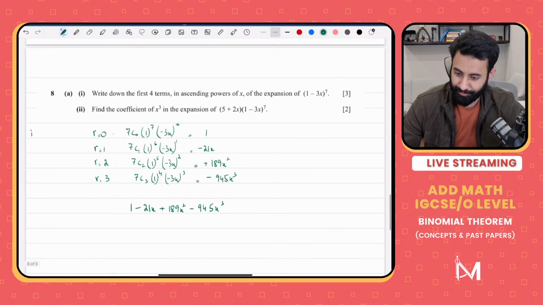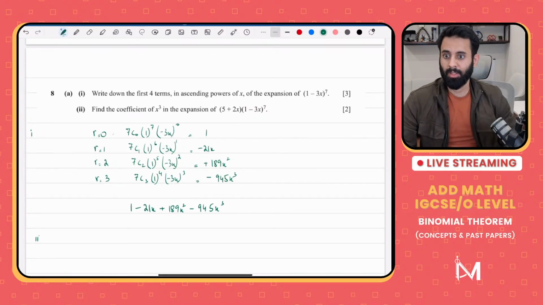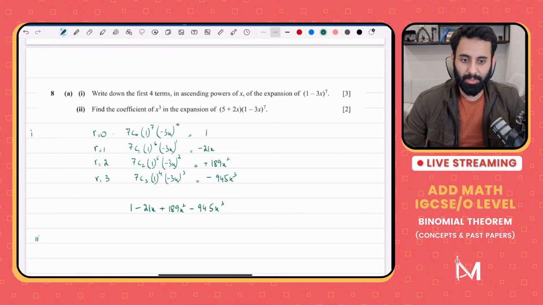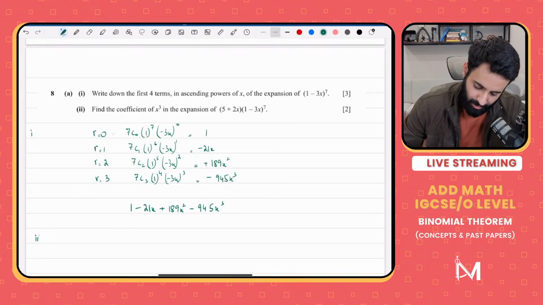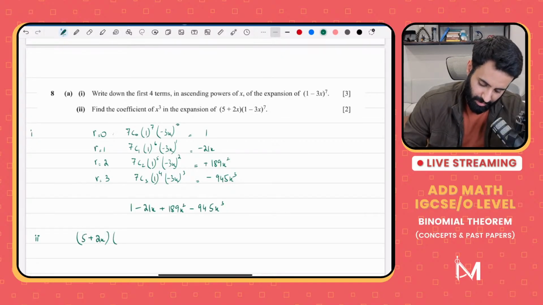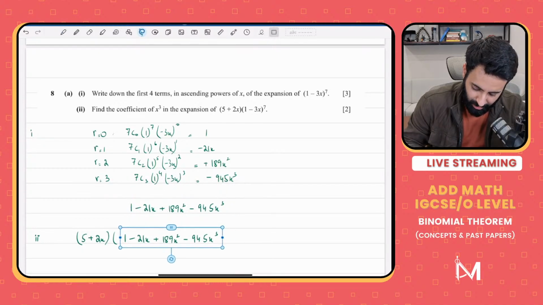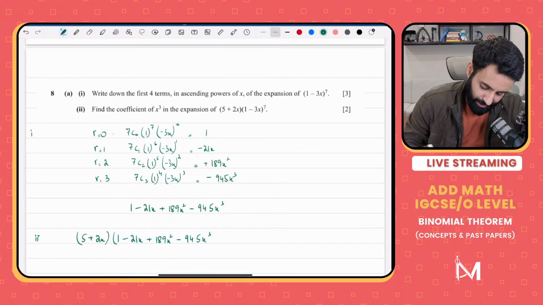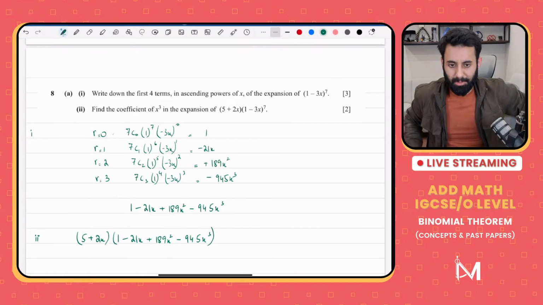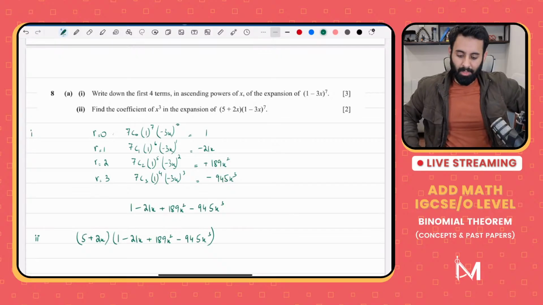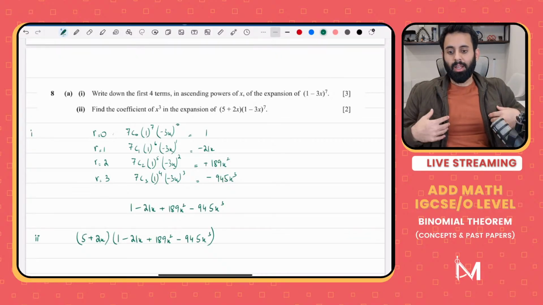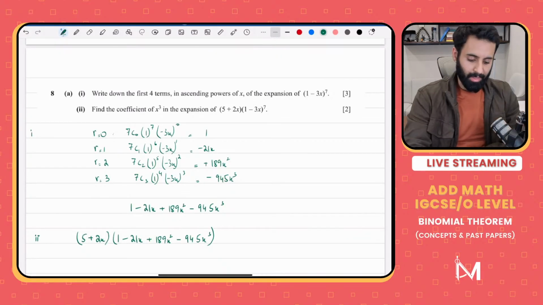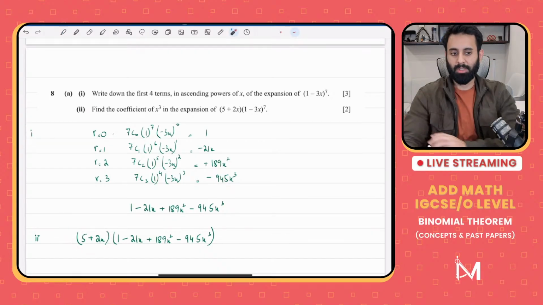Now let's do part 2. So part 2 says, find the coefficient of x cubed in the expansion of 5 plus 2x and 1 minus 3x to the power of 7. So 5 plus 2x को किस से multiply करें so that we get x cubed. Notice that the question has already made us expand to a certain degree. That means अगर इससे कोई बड़ी power of x तक हम expand करते हैं, that would have been irrelevant, because that would have given us x power 4, and x power 4 cannot be multiplied by any term in this bracket to give us x cubed.